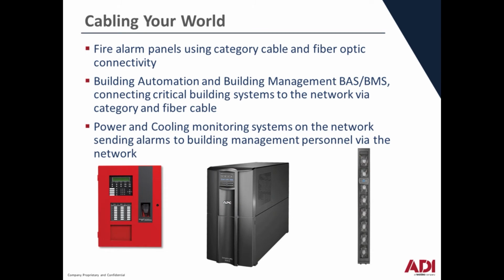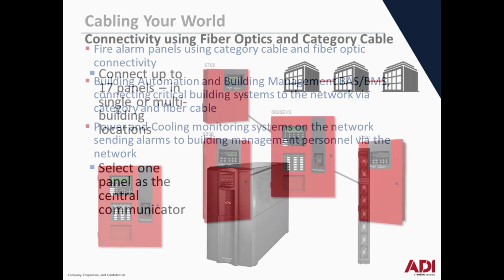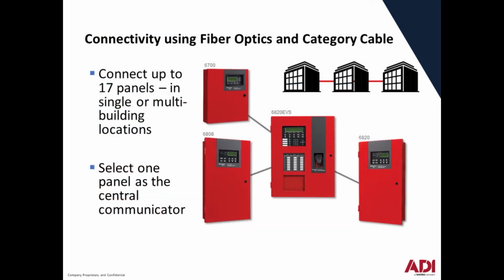Structured cabling has become a key component to many systems outside of telecom. Structured cabling is used to connect fire panels, acts as the backbone for building automation and building management systems, and connects monitoring systems to key building management personnel. This diagram shows a typical fire alarm installation using fiber optic or category cable, and also as a central communicator for a campus environment with multiple buildings.